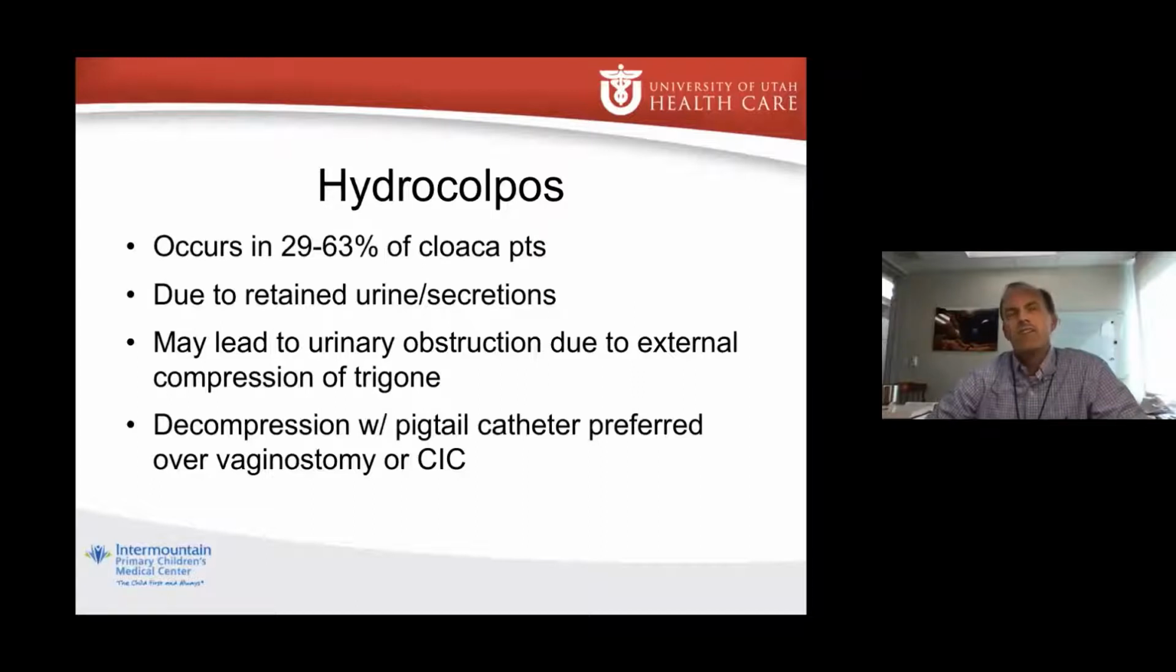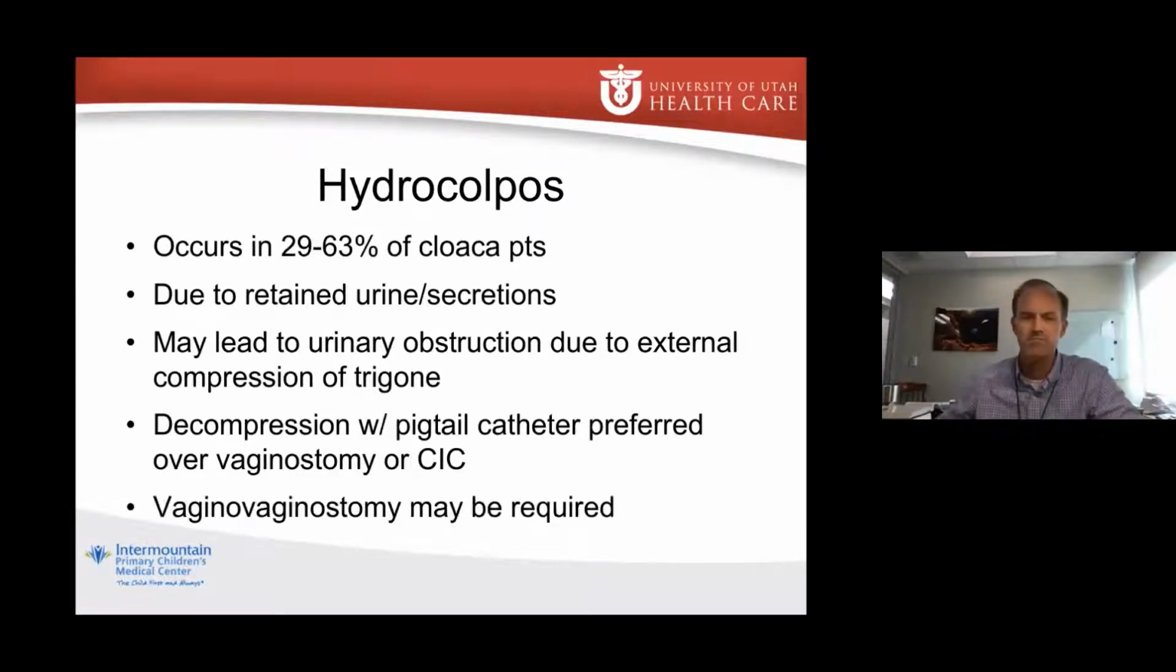In one patient, I did do a vaginostomy early in my career, and I wouldn't recommend doing that, a cutaneous vaginostomy. They work really well for decompression, but then when you go back later to mobilize the vagina, you've sort of sutured it up there, and freeing it up is a real pain. So if CIC is not going to work, then a pigtail catheter is I think a better option.